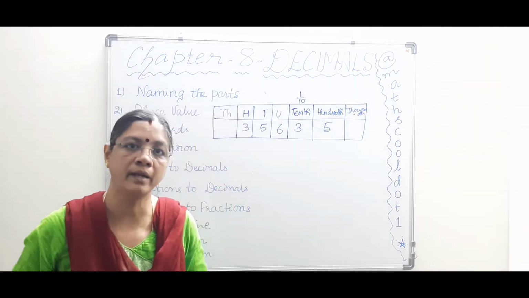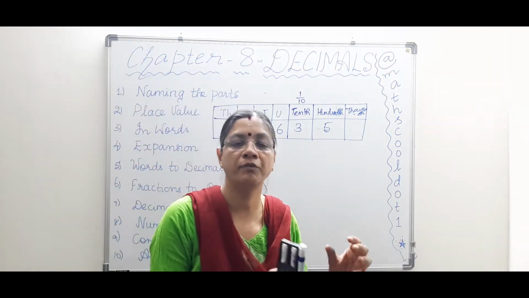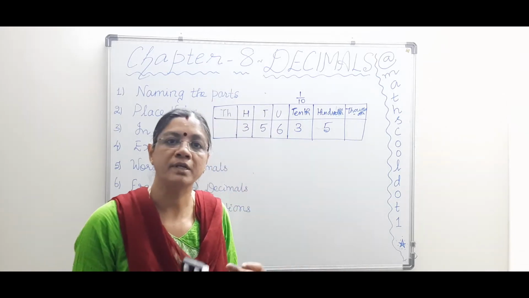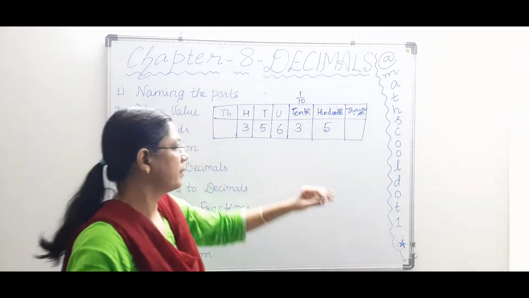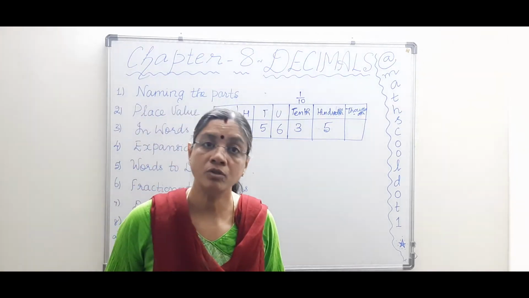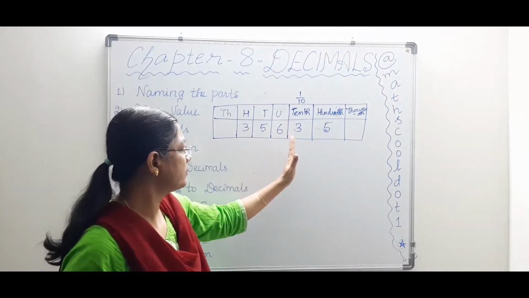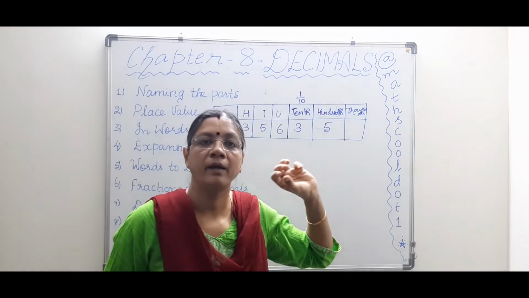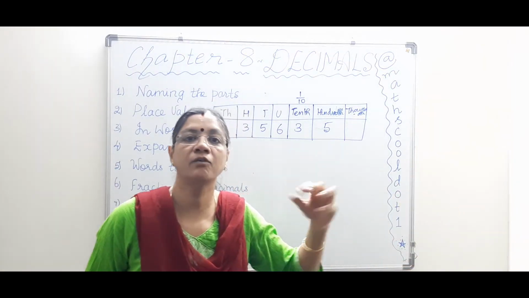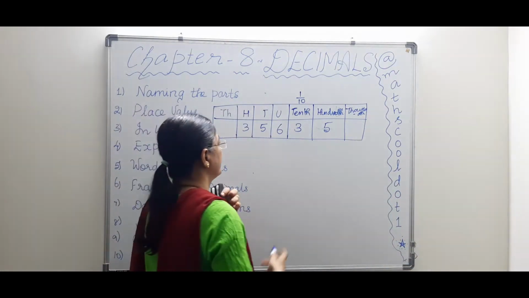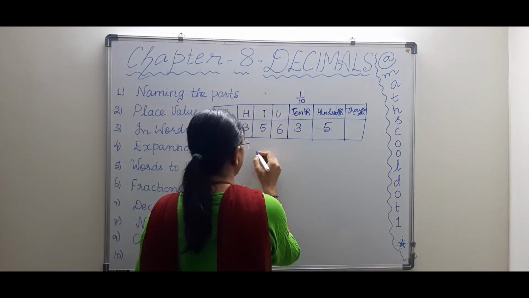So whenever I write 356.35 in words, then it represents this number. I can also read it as 356 and 35 hundredths. I can say 35 hundredths. See? So while writing it in words, I can write it like this.